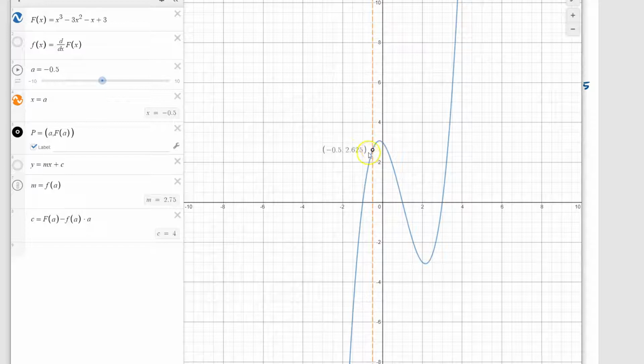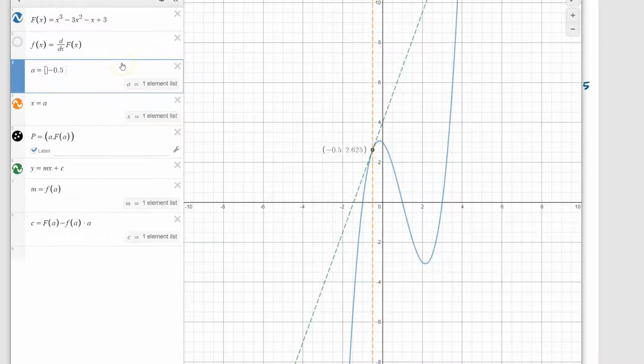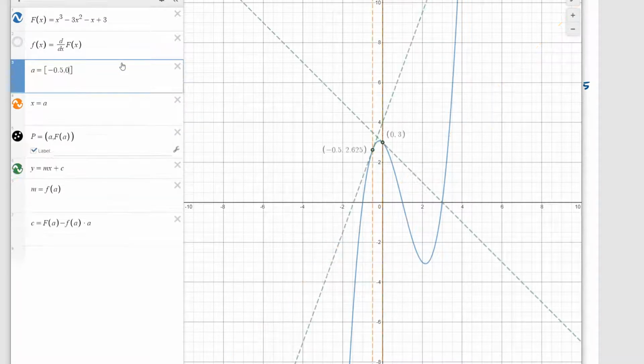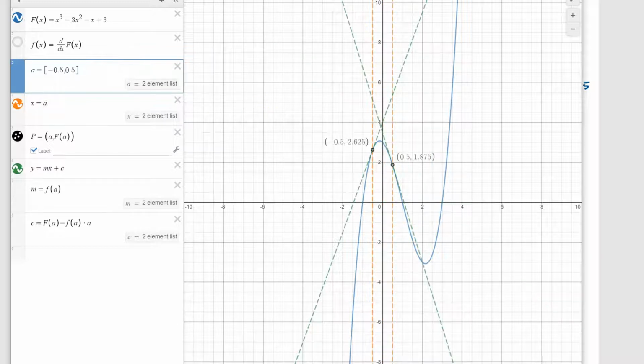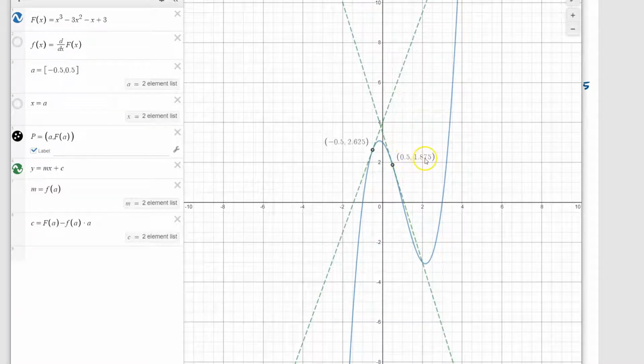So this is where our tangent is going to be. And if we draw the tangent, the gradient is indeed 2.75 and the y-intercept is at 4. Now if we go for the other ones, say 0.5. Have a look. So it's at the location 0.5 and 1.875. So that's what we were expecting. And the gradient itself, so there's two elements. See if it will, it's not going to let us do it that way.